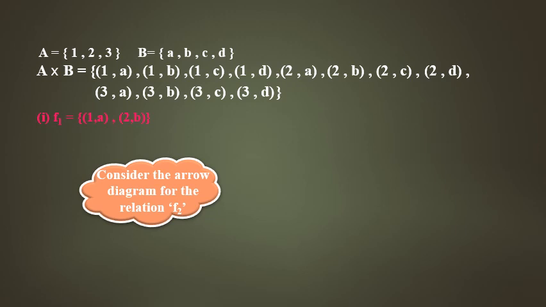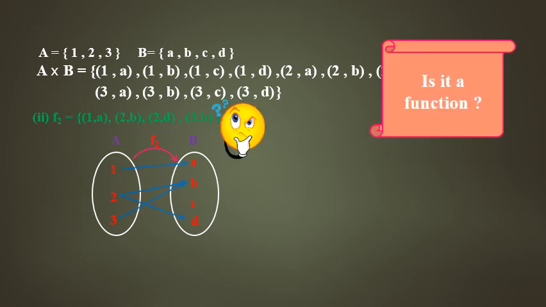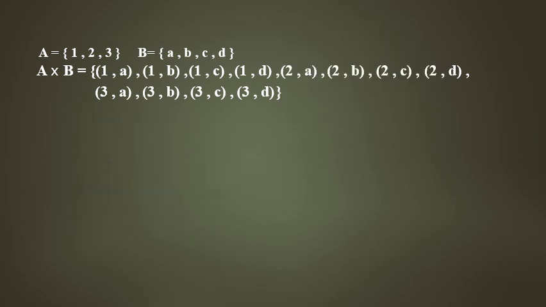So for that, consider the arrow diagram for f2. You can understand very properly. 1, 2 and 3 are connected, but is it a function? No. Why is it not a function? Because 2 has more than one image. If it is like this, 2 is having more than one image, so it cannot be a function.